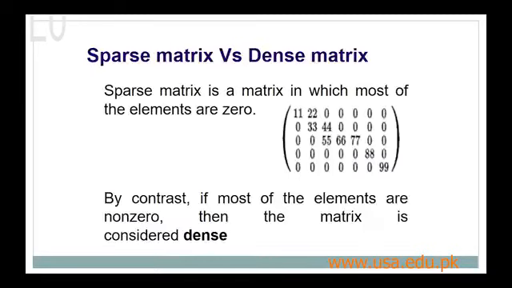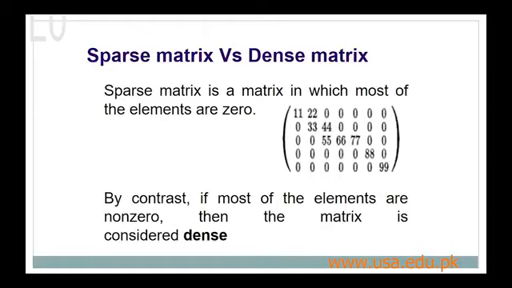Now let's discuss the sparse matrix and dense matrix. A sparse matrix is a matrix in which most of the elements are zeros, right? We can have values on the diagonals, right? But by contrast, if most of the elements are non-zero, then the matrix is considered dense, right? As the name suggests, dense means a filled matrix, and a sparse matrix is a matrix in which most of the elements are zero.